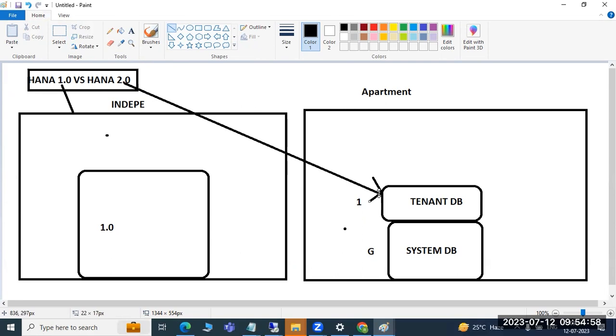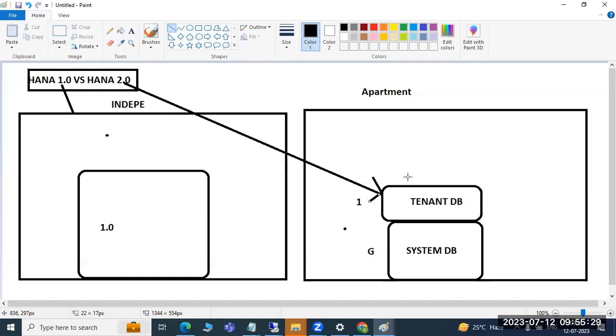They have introduced the system DB and tenant DB concept in HANA 2.0, right? So that is the HANA 2.0 concept. This is the difference between HANA 1.0 and 2.0. This is the apartment versus independent house concept.